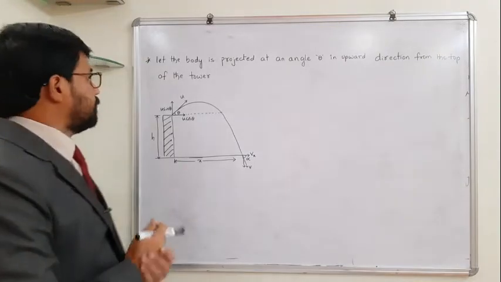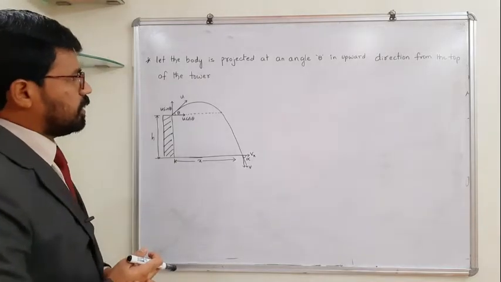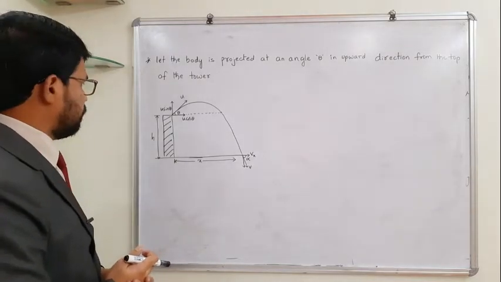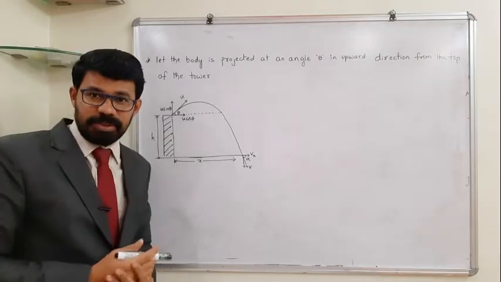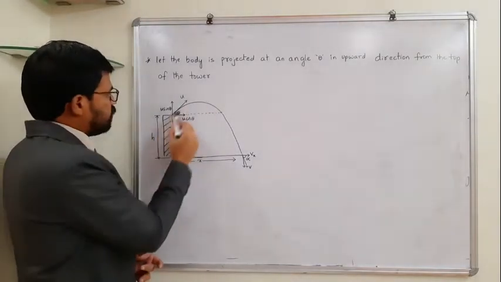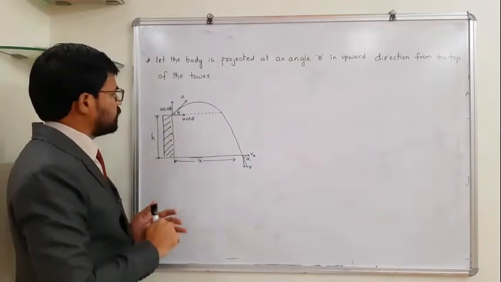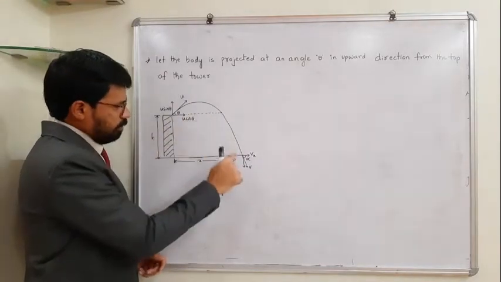So now let us deal with this situation. Let the body be projected at an angle theta in the upward direction from the top of the tower. Okay, so this is how it is projected. There is a tower of height h. From the top of the tower, it is projected at an angle theta with the horizontal, with an initial velocity u. And this is the trajectory.